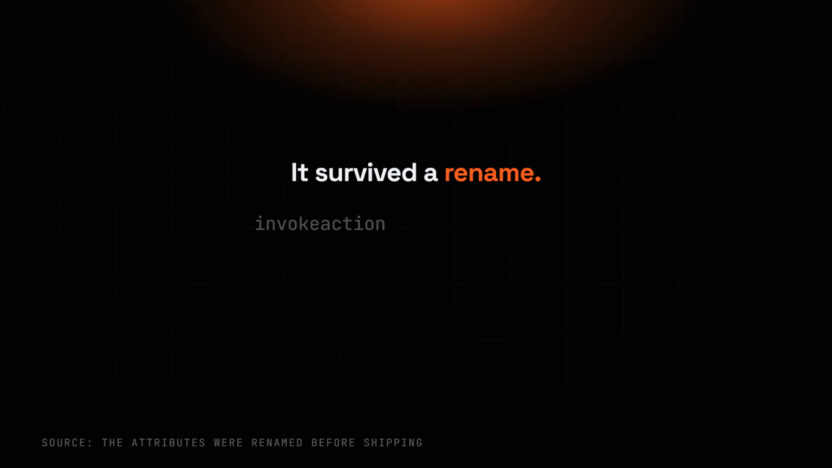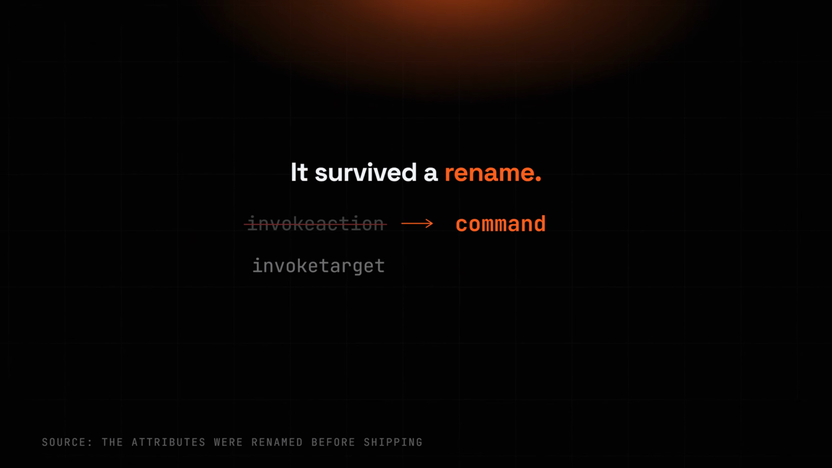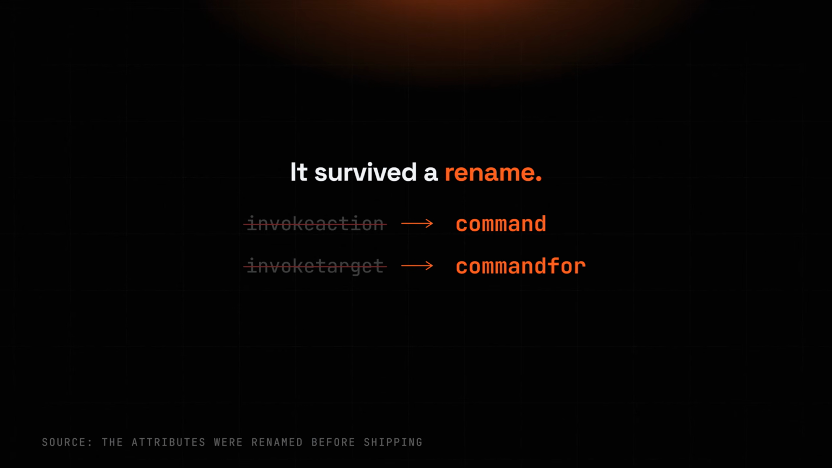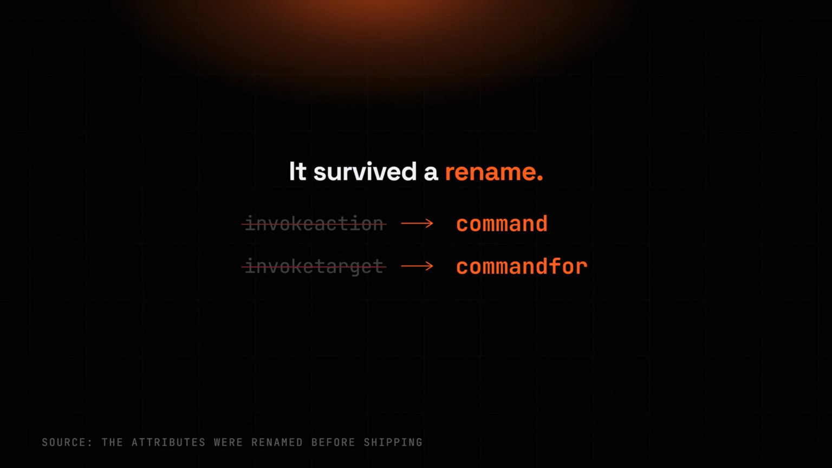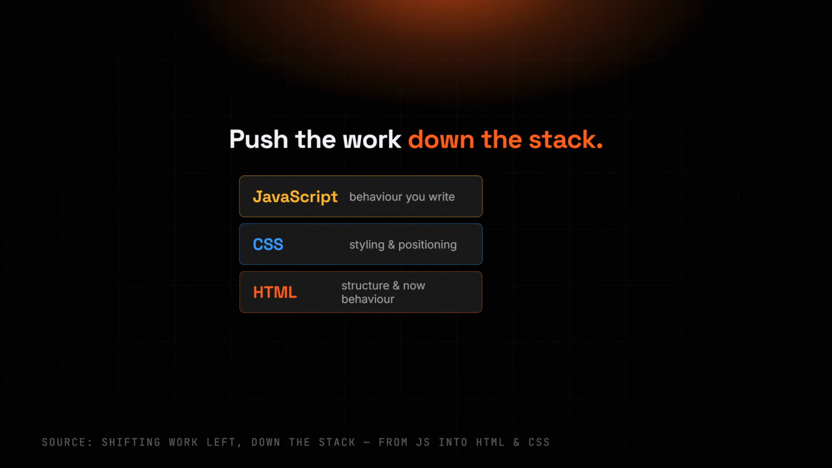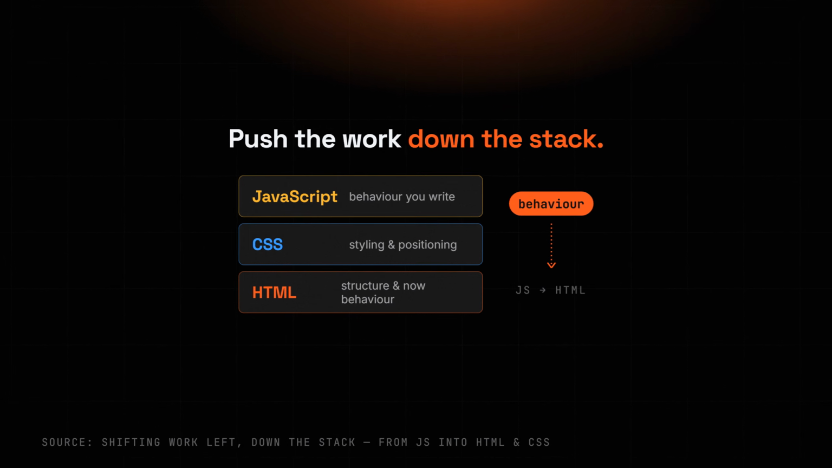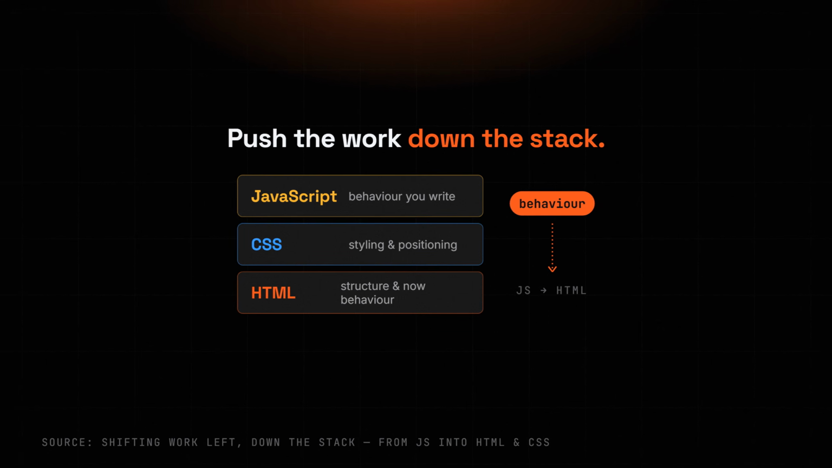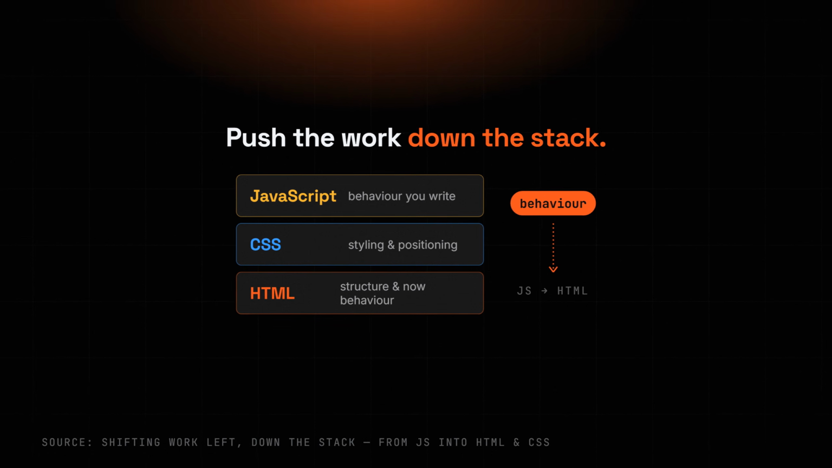It even survived a full-blown identity crisis. These attributes were first proposed as invoketarget and invokeaction, before everyone finally settled on the cleaner names we use today, command and commandfor. And there is a real philosophy underneath it all. Developers call it shifting the work left, down the stack, pushing behavior out of JavaScript, down into HTML and CSS, where the browser can simply handle it for you.